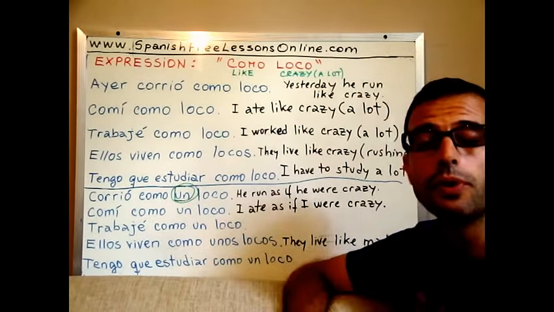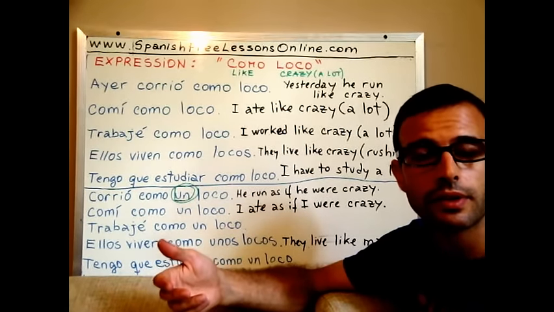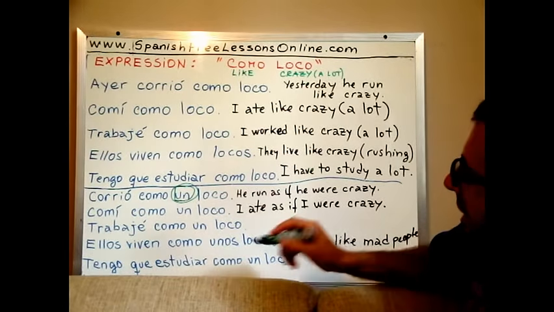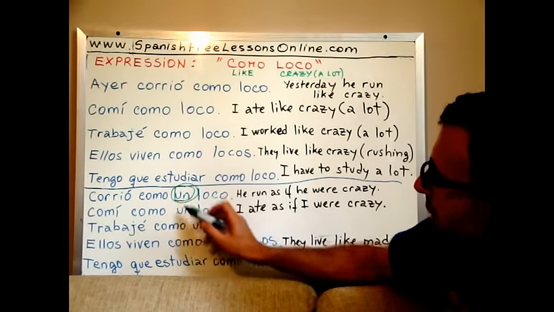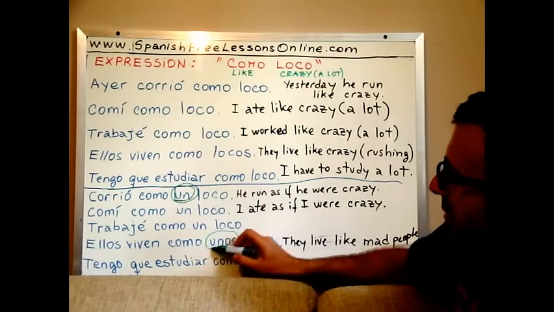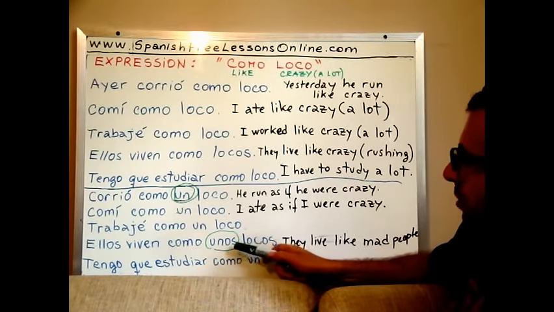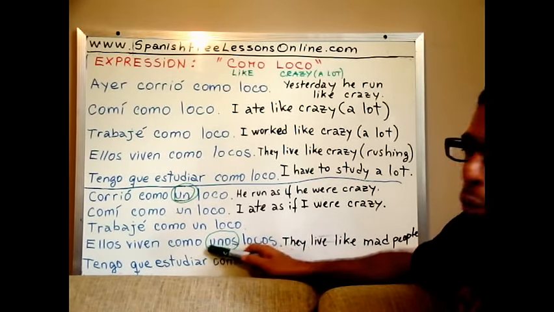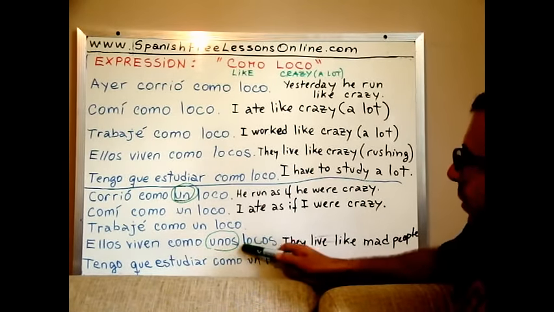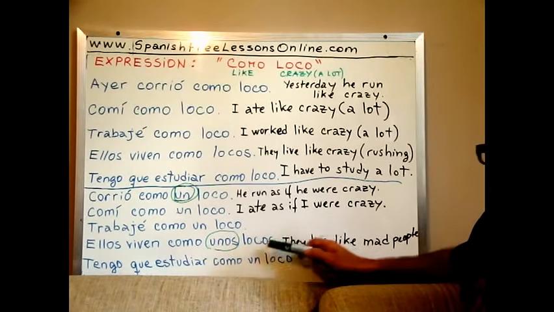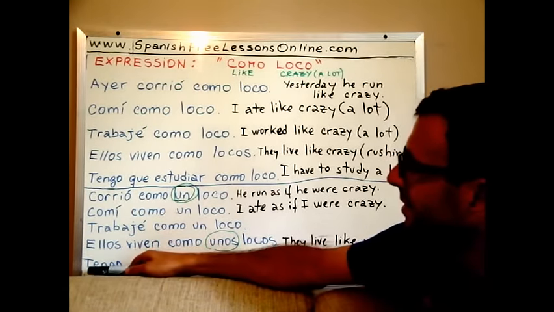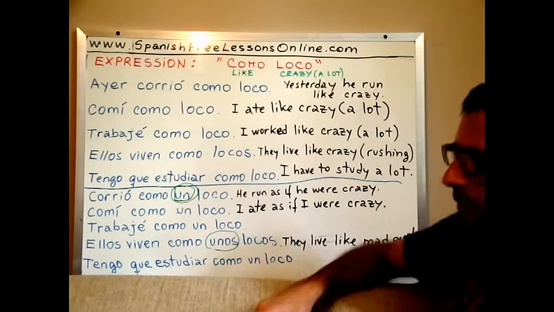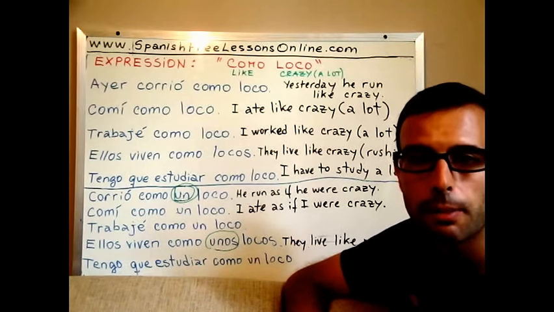While in English, you can omit the article, right? If you're referring to a plural, right? In Spanish, no, you cannot. So the plural for un is unos, right? Of course, this is for masculine, right? If it were feminine, if it were locas, mad women, this would be unas locas. But since this is locos, masculine, it's unos locos, okay? Tengo que estudiar como un loco. I have to study like a madman.